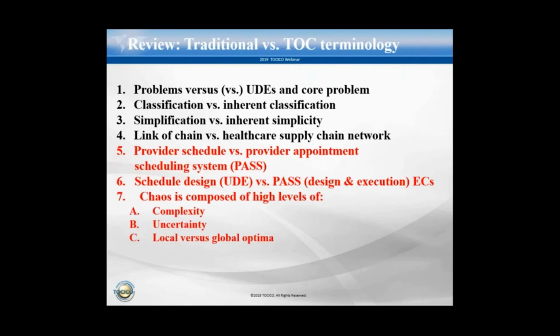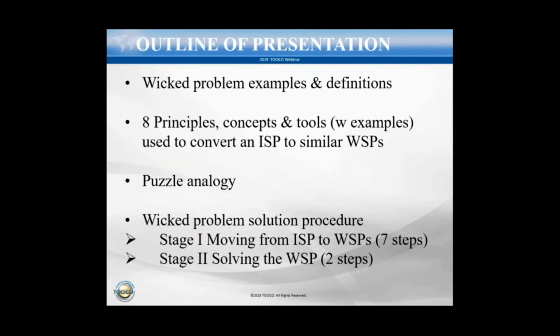And then in the TOC environment, when we're moving from a normal, traditional environment to a TOC environment, we encounter chaos. And in TOC, we define chaos as being complexity, uncertainty, and the use of local optima. We have processes of ongoing improvements, tools to address each one of those sources of disruption.